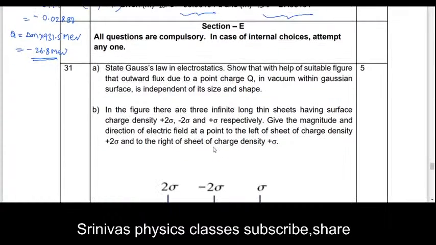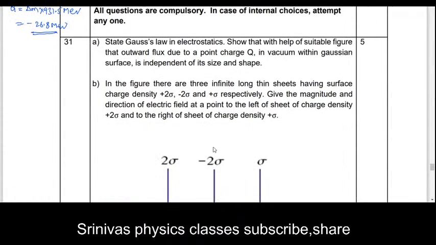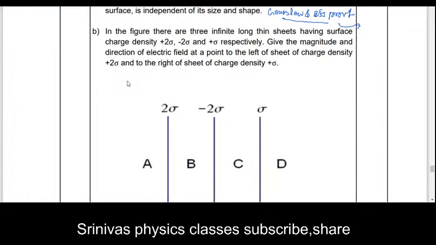Okay. Right. Next, Gauss law. Gauss law and its proof, you know this one. They are asking just simple. After the proof, you say that Gauss law is independent of shape. That's all. Gauss law and its proof, you have to write.